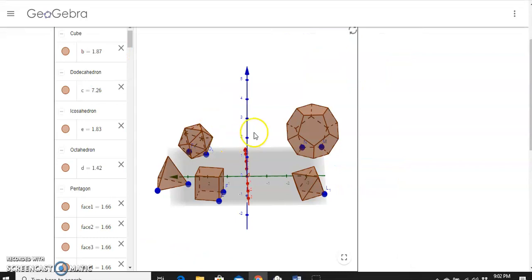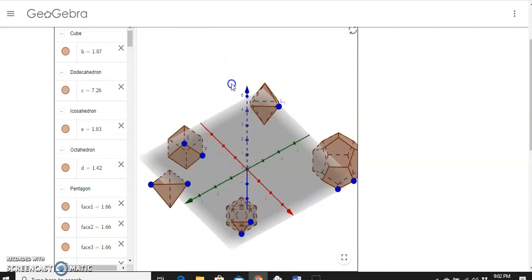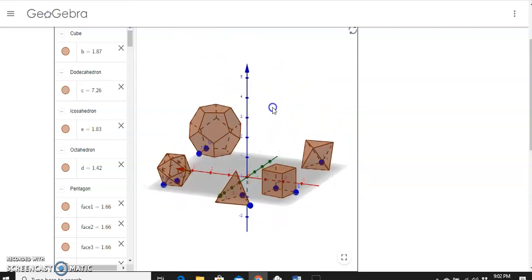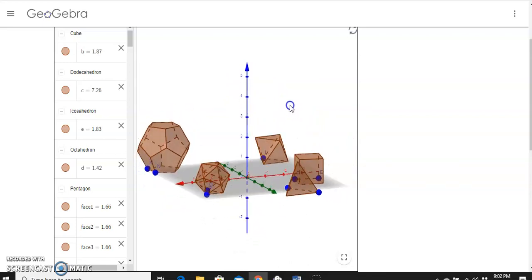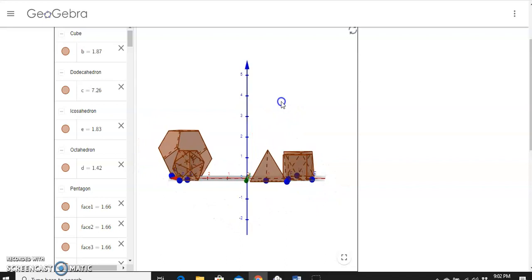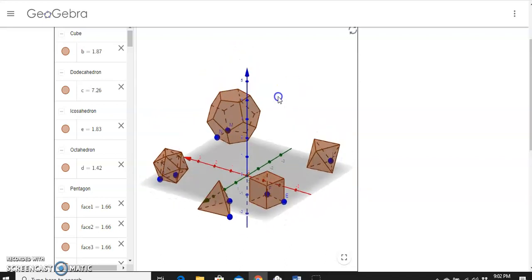Now remember, we have several solids. Those are the platonic solids here. You see it? We have several of those. When we move it, we can see the faces, the edges, etc. By the way, this is a coordinate plane, and you can see it here. This is the y-axis, this is the x-axis, and the green will be the z-axis because we are talking about figures in 3D.